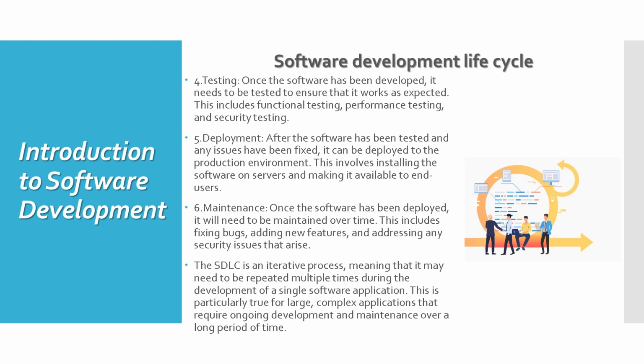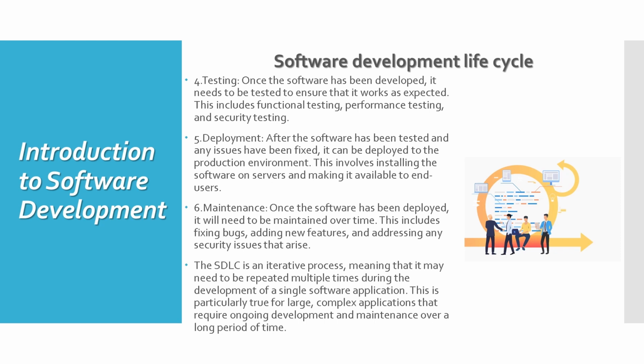4. Testing. Once the software has been developed, it needs to be tested to ensure that it works as expected. This includes functional testing, performance testing, and security testing. 5. Deployment. After the software has been tested and any issues have been fixed, it can be deployed to the production environment. This involves installing the software on servers and making it available to end users.